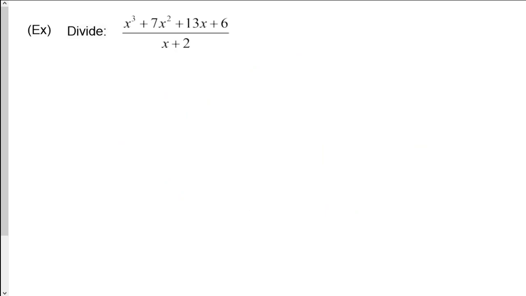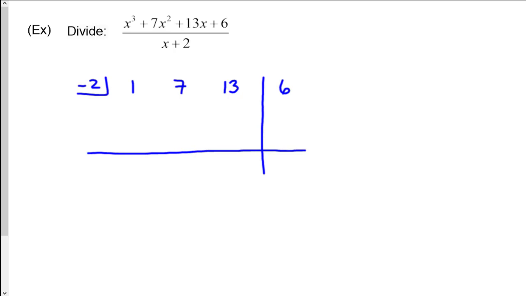So let's walk through a few examples just using synthetic division. So I want to divide this here. My divisor is x plus 2, so I'm going to put off to the side a negative 2. The coefficients of my polynomial: x cubed, that's just understood to be 1, plus 7x squared, so plus 7, plus 13x, I'm going to put a 13, finally a 6, and then I'm going to do this right here and start synthetic division.